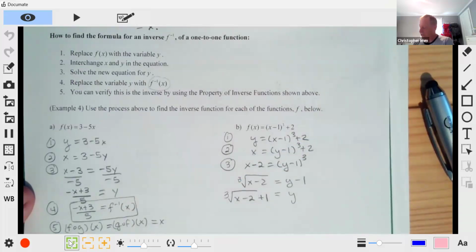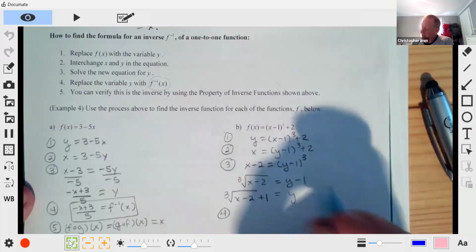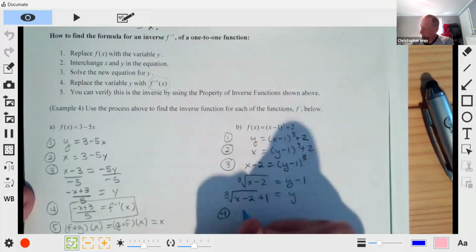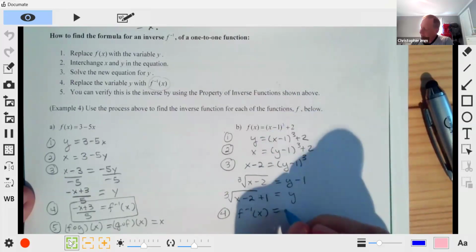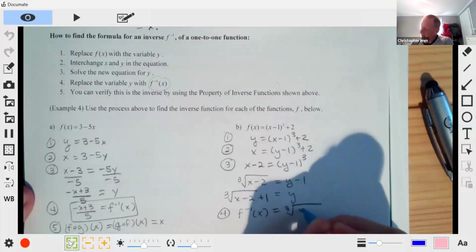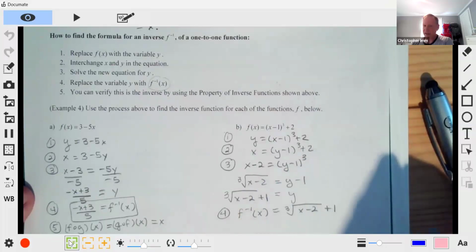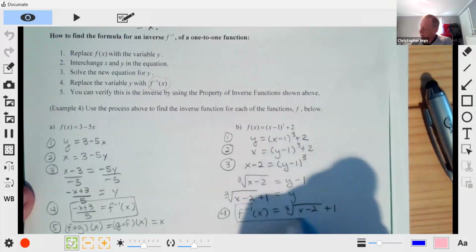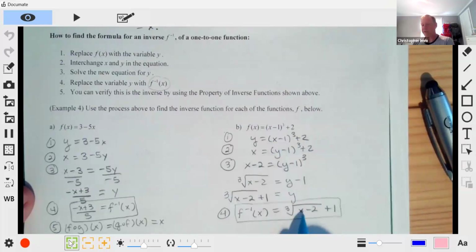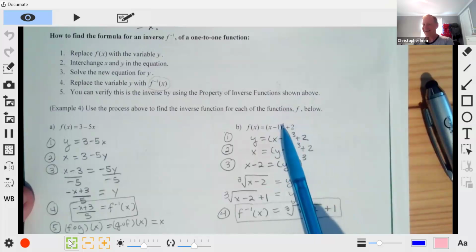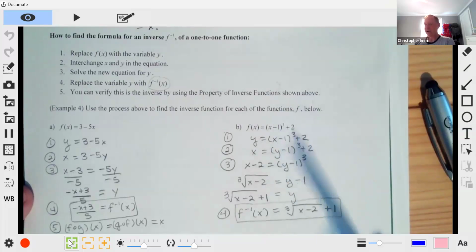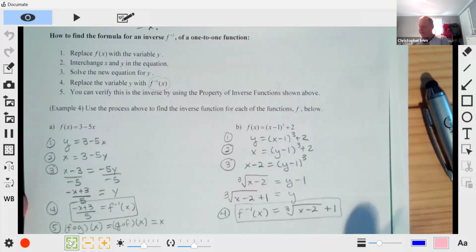So there's my function, and if I want to, I can replace that y by f inverse. So f inverse is the cube root of x minus 2 plus 1. What this function does is it subtracts 2 first, it takes the cube root of that, and then it adds 1. So it does all the reverse steps here in the exact reverse order. All right, of course you could do your check if you wanted to at the end.